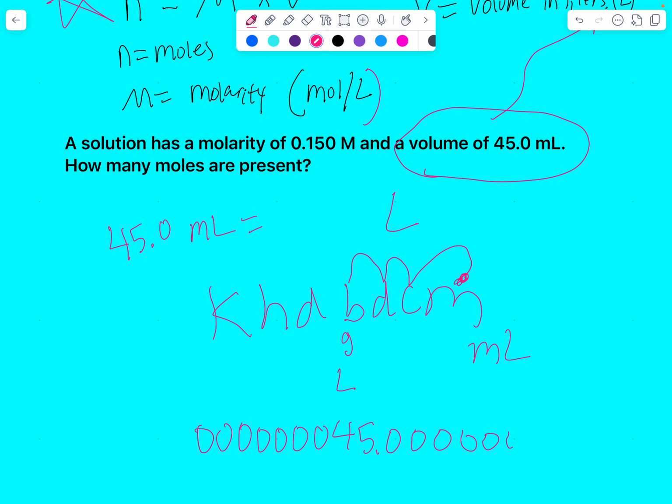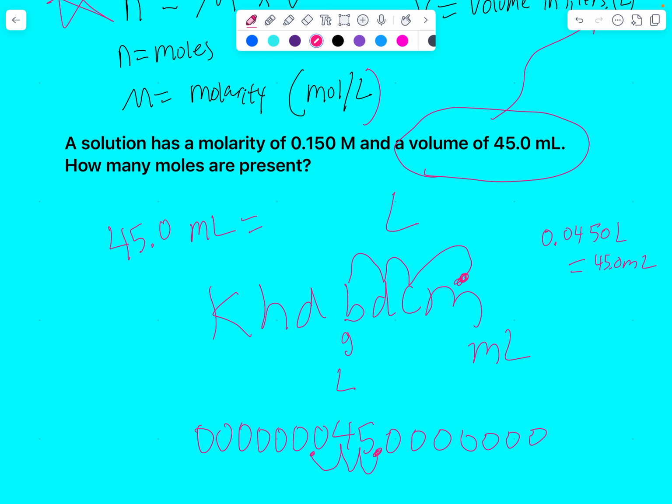You can add as many decimals as you want, as many zeros as you want. So I'm at 45.0. I've got to move 3 times to get to liters. So 1, 2, 3. So I got 0.0450 liters equals 45.0 milliliters.